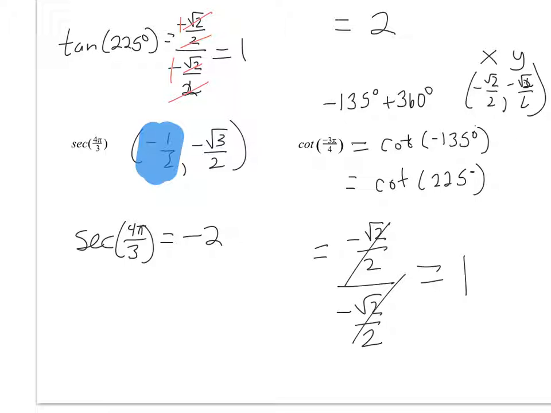So those are a couple of techniques for finding the exact value of lots of different angles, but it really all comes down to finding that point on the terminal ray, either by being given it, finding it, or using the unit circle.